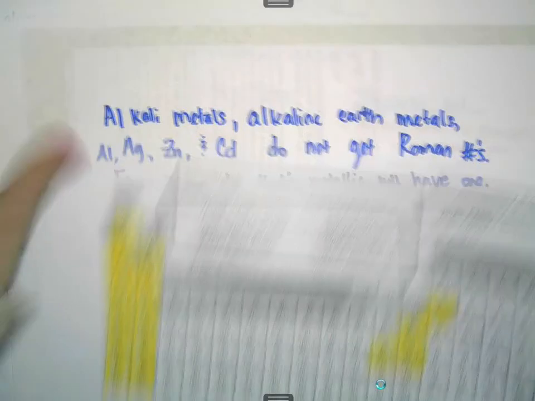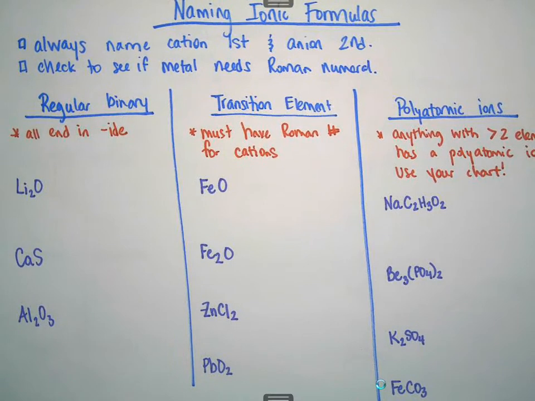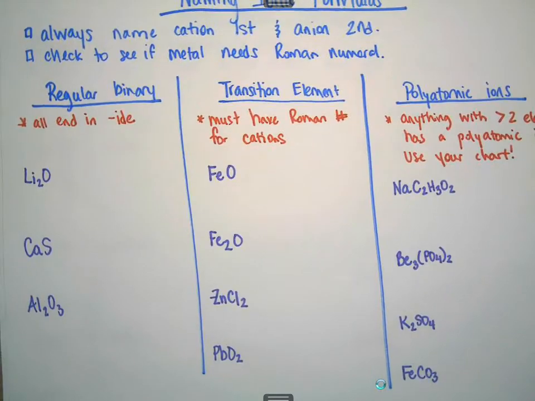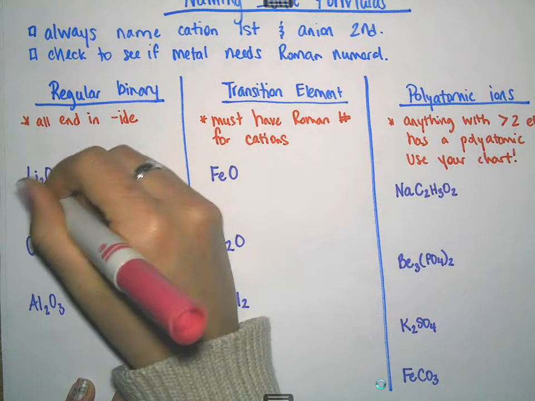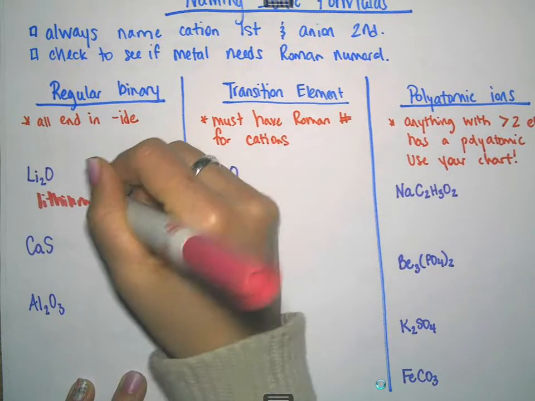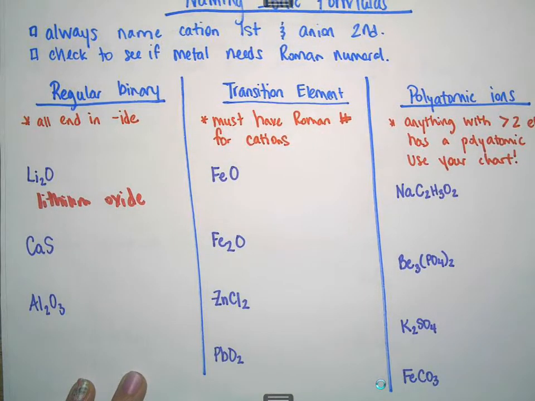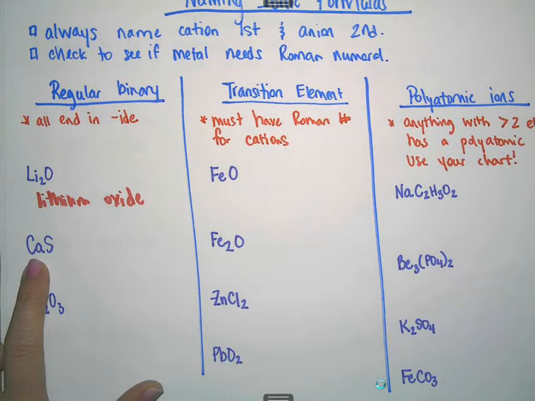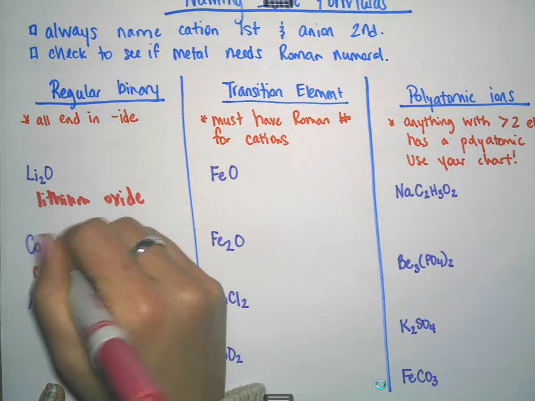So now we go back to actually naming some of these. Alright, so when I do the first ones, if I look at my periodic table and I look for the placements, I'll see that lithium is not one of the ones that needs a Roman numeral. So all I do is name the ions. This will be called lithium oxide. I just name the lithium and I name the oxygen. I do the same thing with this one. Calcium is a group 2 metal, so it doesn't get a Roman numeral. So the name of Ca is calcium.